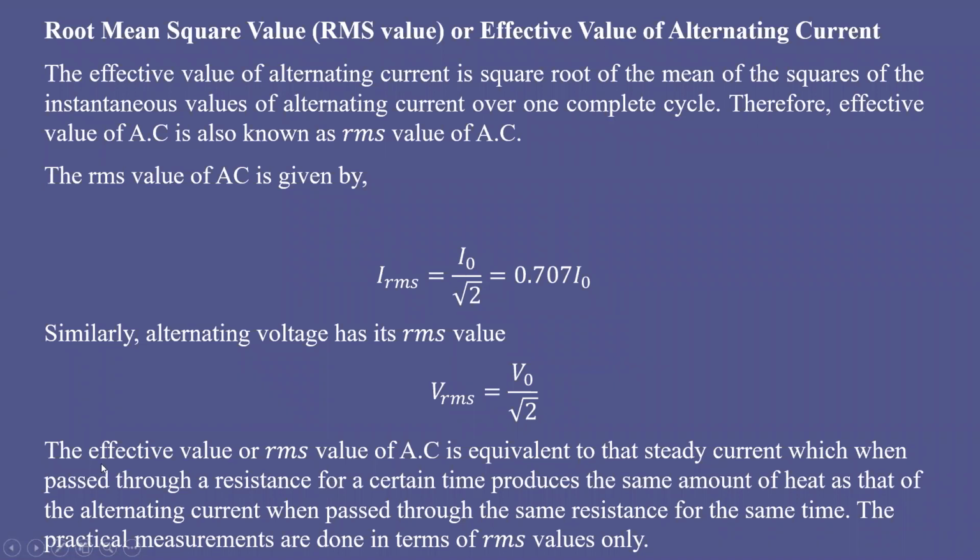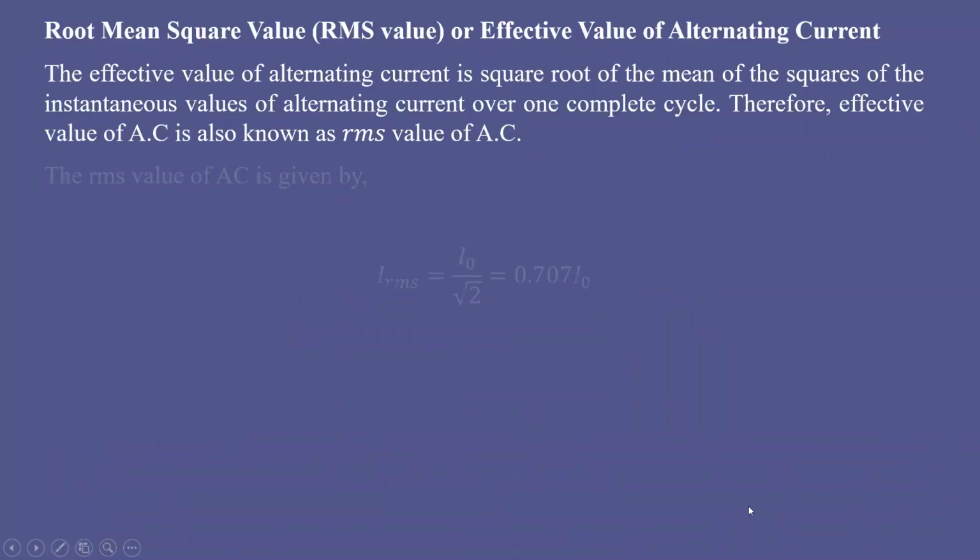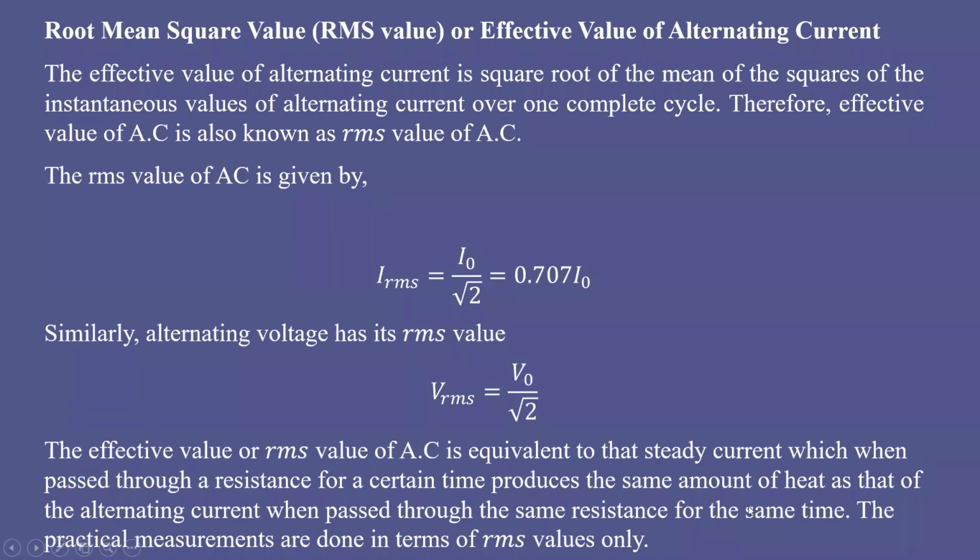How to define this RMS value? The effective value or RMS value of AC is equivalent to that steady current, that is DC current, which when passed through a resistance for a certain time produces the same amount of heat as that of the alternating current when passed through the same resistance for the same time. The practical measurements are done in terms of the RMS values only. If you use any voltmeter, that will give you the RMS value of voltage only. It will not give you the peak value. The meters in the laboratory will show the RMS values of AC.